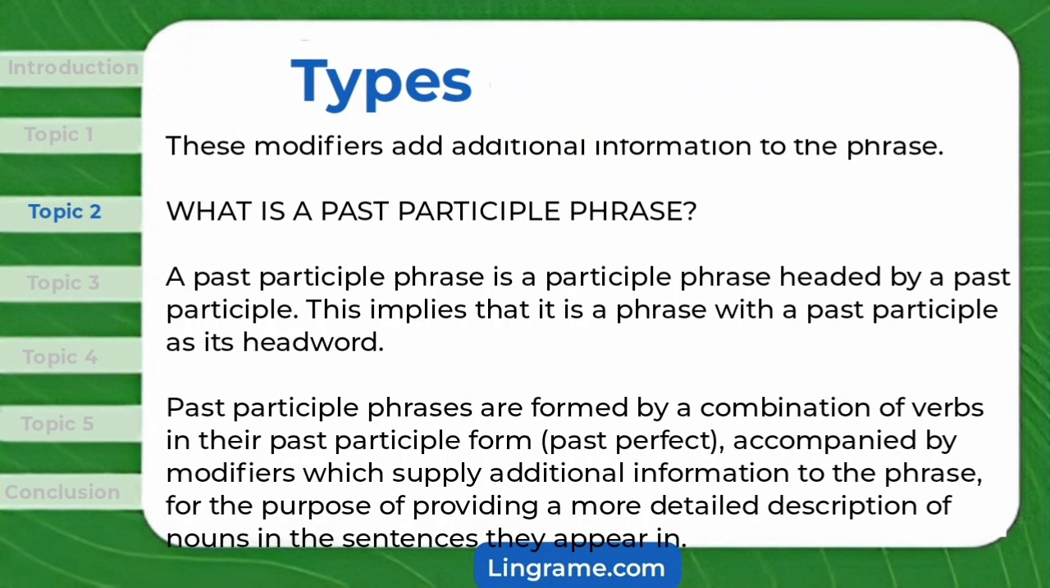What is a past participle phrase? A past participle phrase is a participle phrase headed by a past participle. This implies that it is a phrase with a past participle as its head word. Past participle phrases are formed by a combination of verbs in their past participle form, past perfect, accompanied by modifiers which supply additional information to the phrase. For the purpose of providing a more detailed description of nouns in the sentences they appear in.